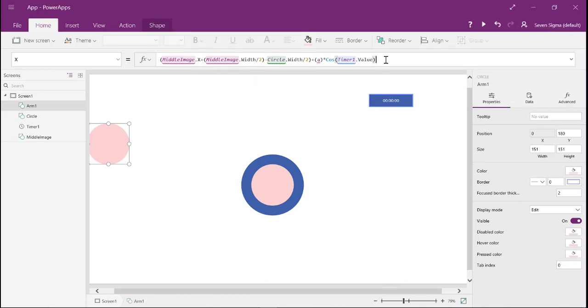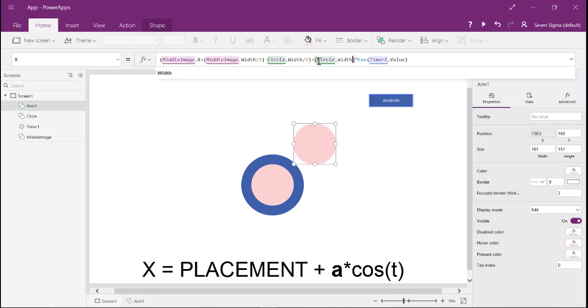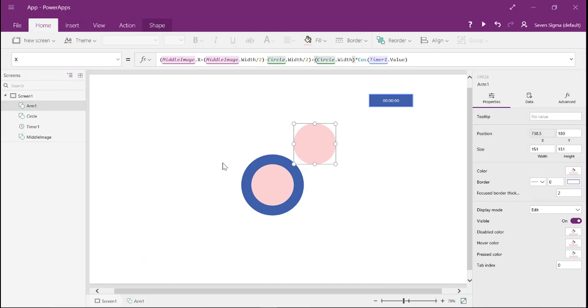PowerApps is complaining and having a bit of a hissy fit because we don't have a value for A there. A is the amplitude, remember. So that's the distance of how far away it is from the middle. How far the arm's going to be from the middle. Exactly. We're going to just make A the circle width. So circle dot width. And it looks a bit dodgy now, but that's because the Y position hasn't been set.